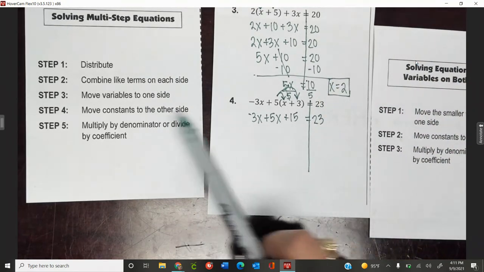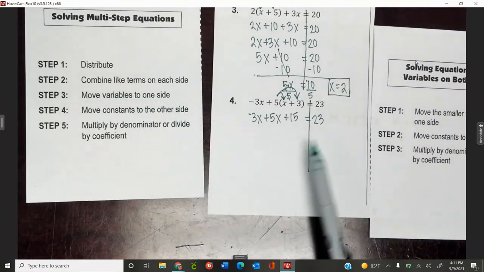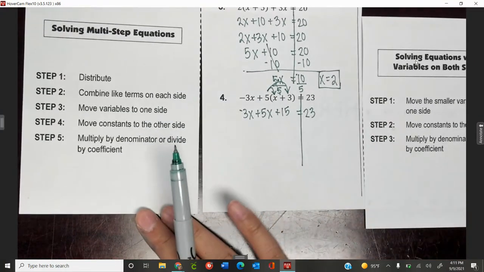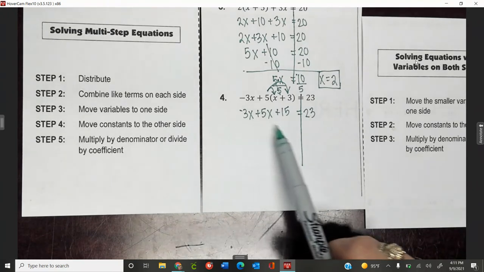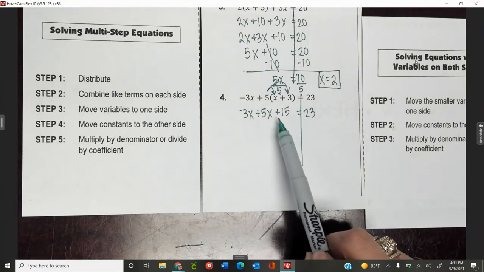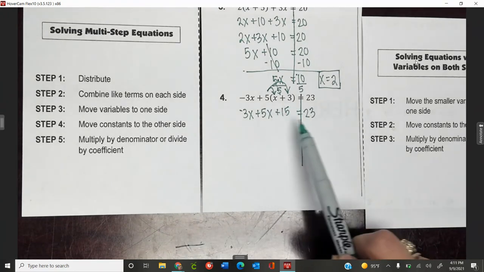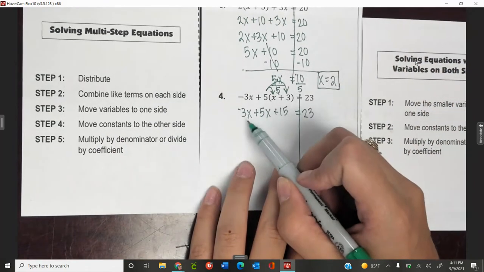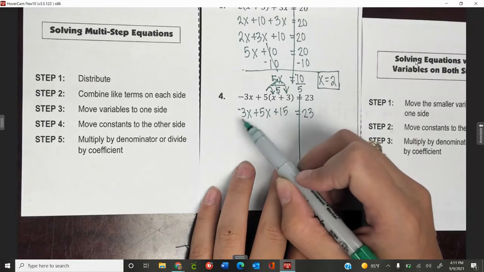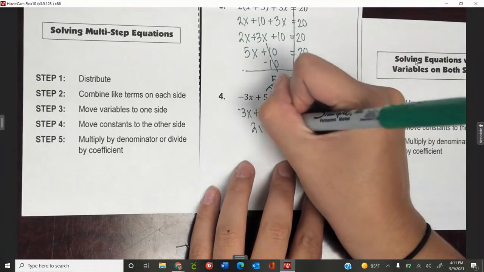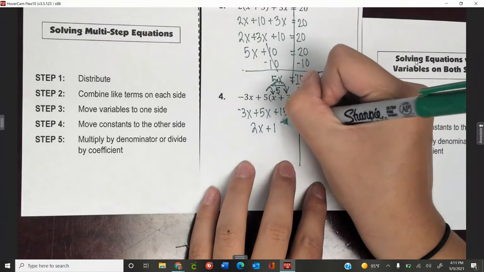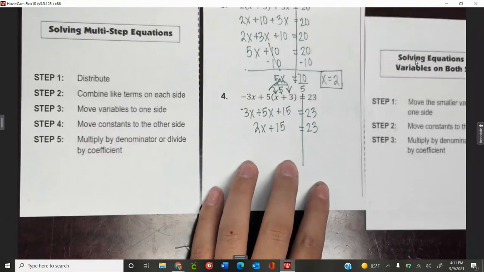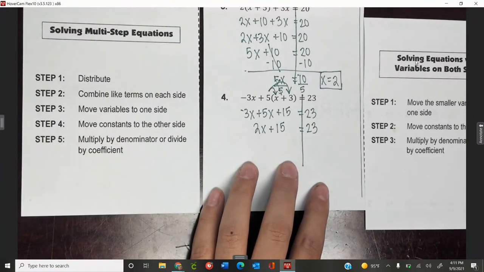Now we do know that whenever our step 2 is to combine like terms, our first step is to group our terms by their variable. So looking here, it's already grouped for you. Our variables are together, and then our constants singled out, and now we can simplify. So negative 3x plus 5x. So negative 3 plus 5 is a positive 2x. I'm going to bring down the 15, and this equals 23. So now I have 2x plus 15 equals 23.